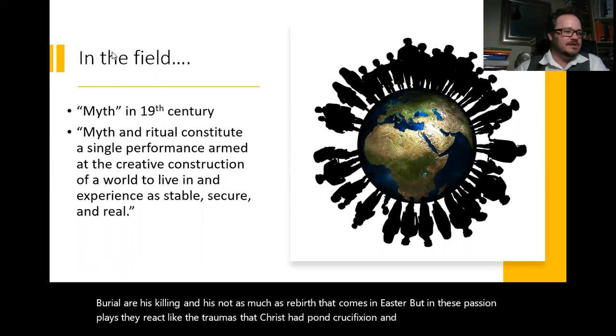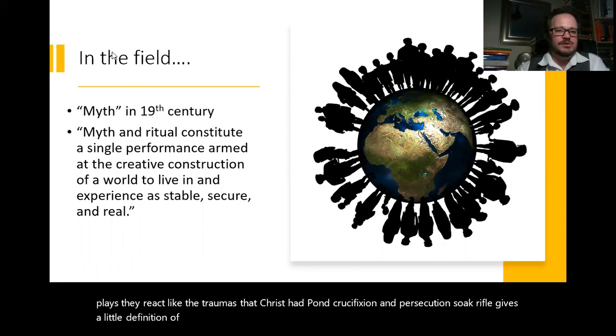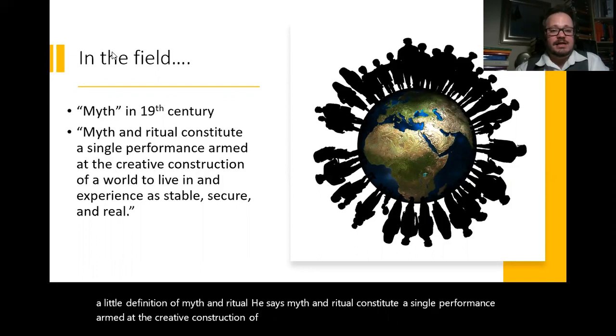So Kripal gives a little definition of myth and ritual, and he says, myth and ritual constitute a single performance aimed at the creative construction of a world to live in and experience as stable, secure, and real.